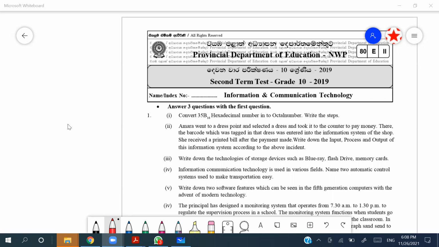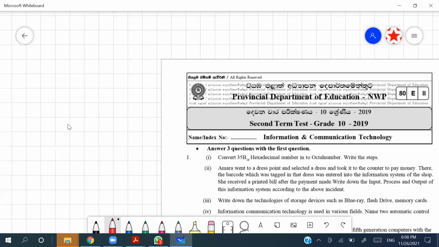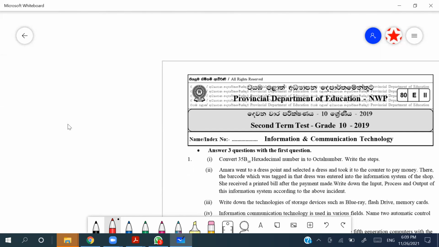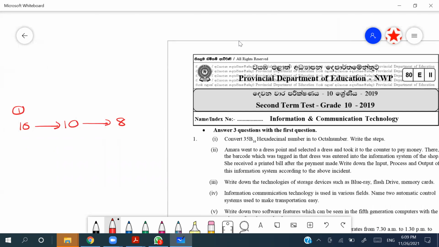There is no way that we can convert the hexadecimal number into an octal number in a straightforward manner, right? So we can use different kinds of conversions to take a hexadecimal one into an octal. One way of doing it is taking the hexadecimal one, converting it to a decimal value, and then converting into an octal value. Right? So if you go on that path, the hexadecimal value is 35B.